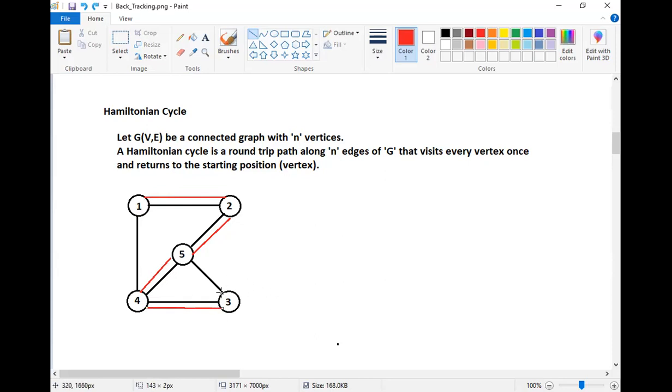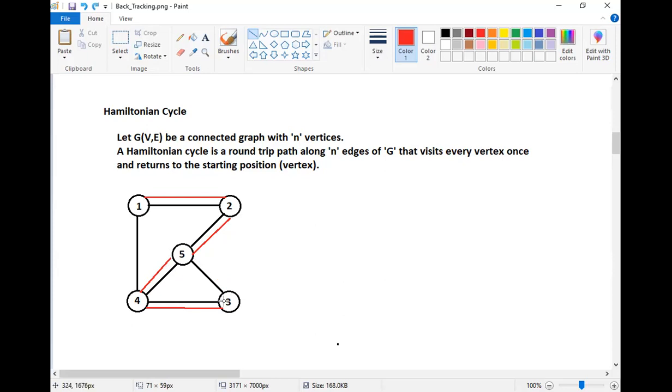Okay. Now look here. From 3, which vertex can I visit now? 5. If I go in this direction, is it permissible? No, because the definition of a Hamiltonian cycle says to visit each vertex once, but 5 is already visited. If I go from 3 to 5, how many times will 5 be visited? More than once. So it cannot become a Hamiltonian cycle. That means now 3 becomes the dead end.